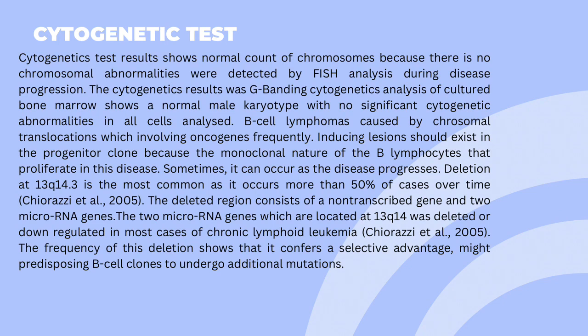Deletion at chromosome 13 is the most common, as it occurs in more than 50% of cases over time, according to Chiorazzi. The deleted region consists of a non-transcribed gene and 2 microRNA genes. The 2 microRNA genes which are located at chromosome 13 were deleted or down-regulated in most cases of chronic lymphoid leukemia, according to Chiorazzi. The frequency of this deletion shows that it confers a selective advantage, possibly predisposing B-cell clones to undergo additional mutations.